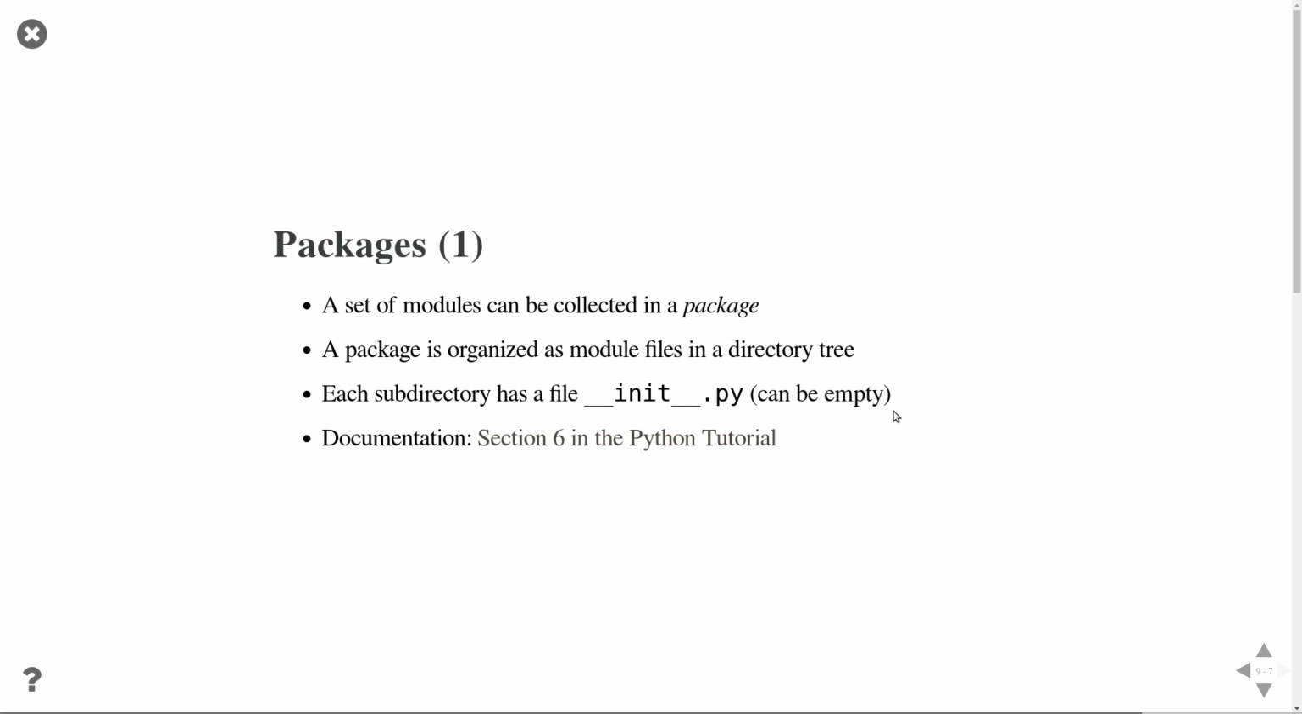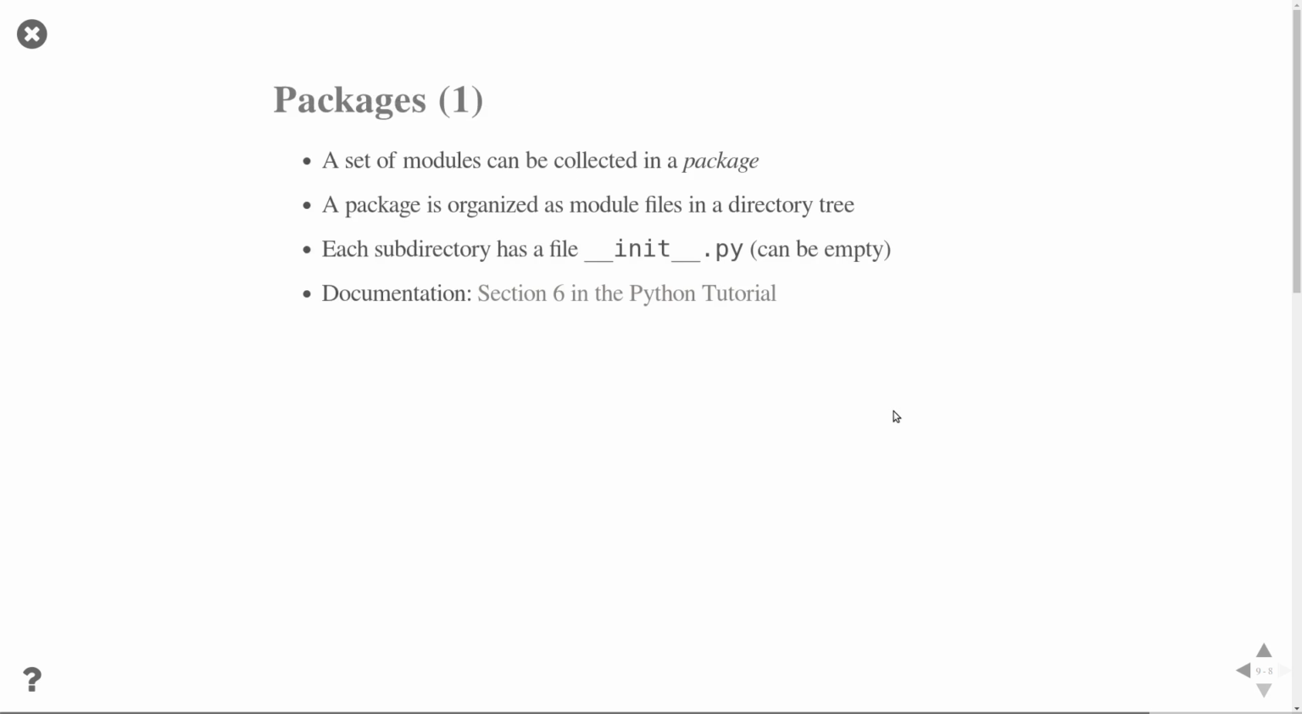Okay, so then we also have packages. A package is basically just a collection of modules, so it's one hierarchy up. They are simply organized as a directory tree. So you just put all the modules that you have in one directory, and in addition, you add an __init__.py file into that directory. And if you've done that, then you have a package. If you want to learn more about packages, you can look up section 6 in the Python tutorial.